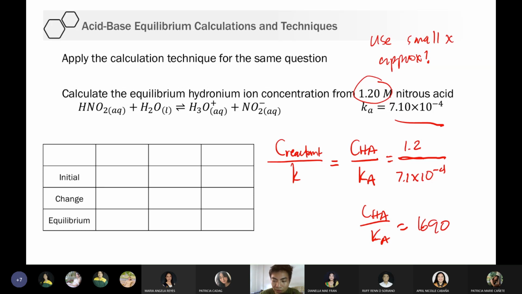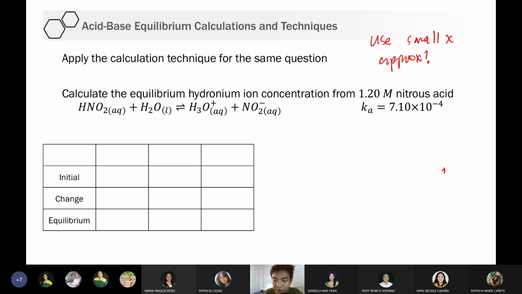Paano yon? Paano yung small x approximation? Ganito lang. You start your usual routine. Gawin mo pa rin yung usual routine mo in answering equilibrium problem. So, kumpletuhin mo yung ice table. Usual routine muna, no? So, kumpletuhin mo yan. 1.2 for the acid, 0 for the others. So, since 0 yung others, sila yung positive, negative for the acid. Diba?